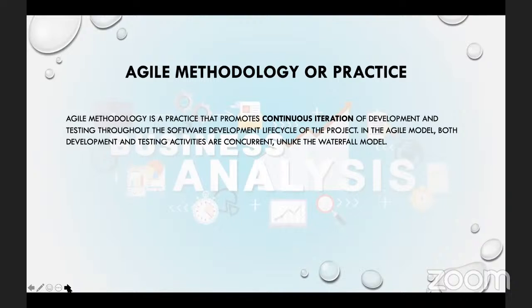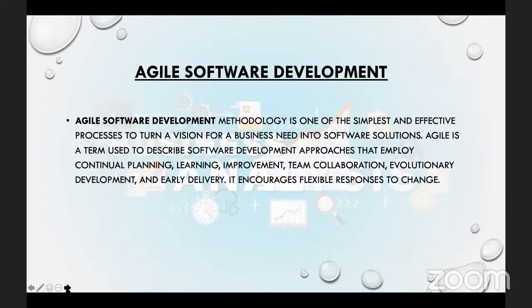But in Agile, both development and testing phases are concurrent. Why? Because it's a continuous iteration. We break the tasks into incremental phases, into pieces. Even though we want to build an insurance or banking platform, we can prioritize certain features, work on those features, deploy them, and then work on the next one, and so on. So it's an incremental, continuous iteration process. That's the Agile methodology, or the Agile practice.